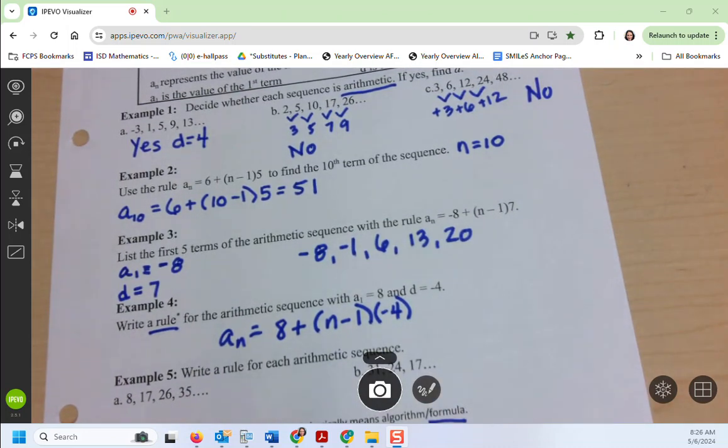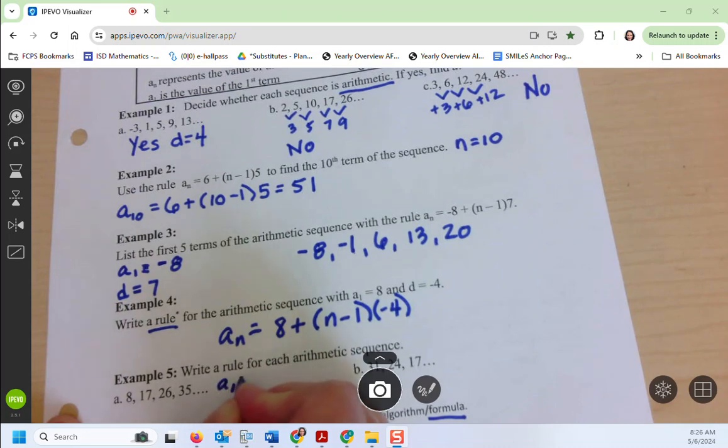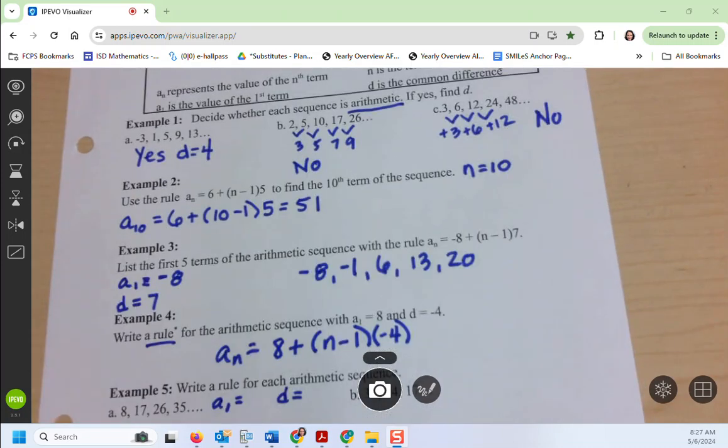All right, do the next 2. We're just writing rules again. But you need to know what is a sub 1, and then what is d, and then you can write the rule. Let's see how you did.